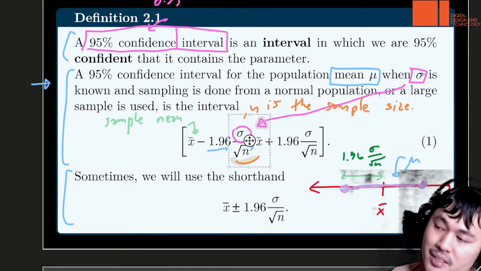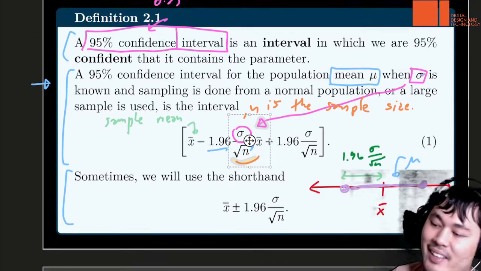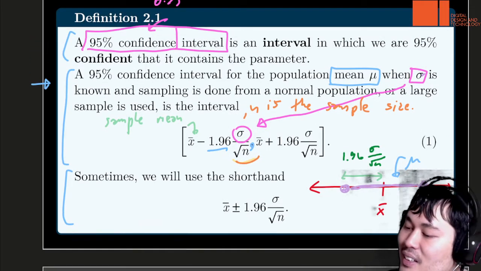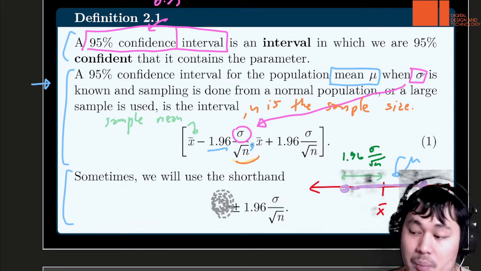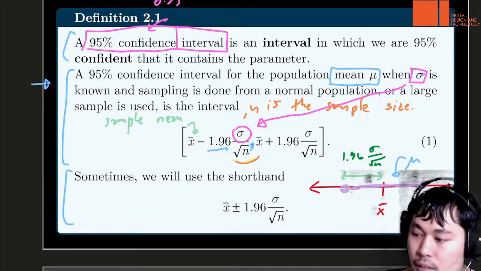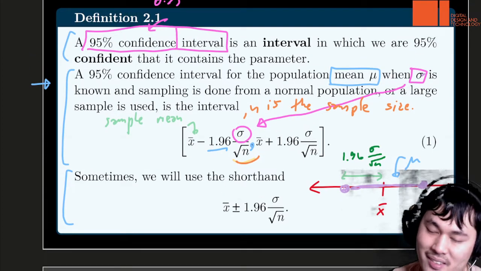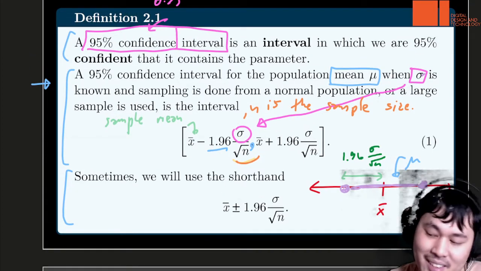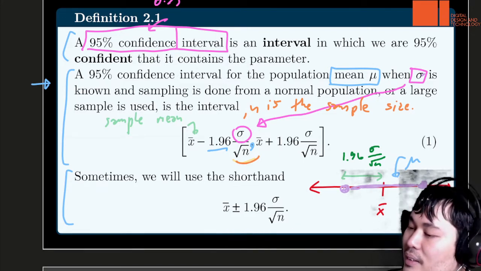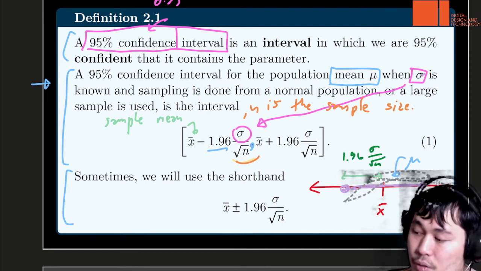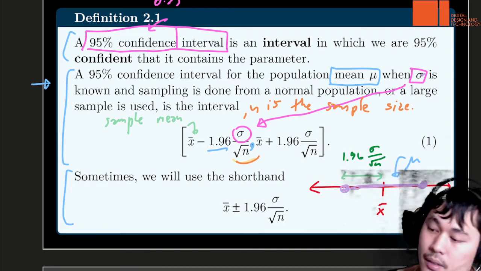But sometimes, which I don't like, in textbooks they use this shorthand instead. It's a number, the sample mean plus or minus this factor. Which again, this is just two numbers. It's not an interval. But the concept is that the number is between these two values. It is within this interval.